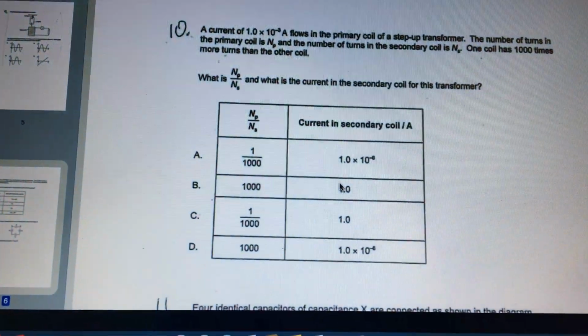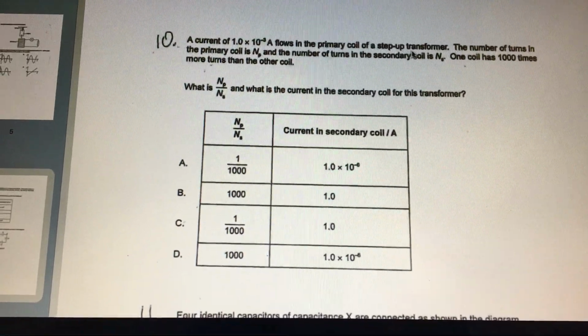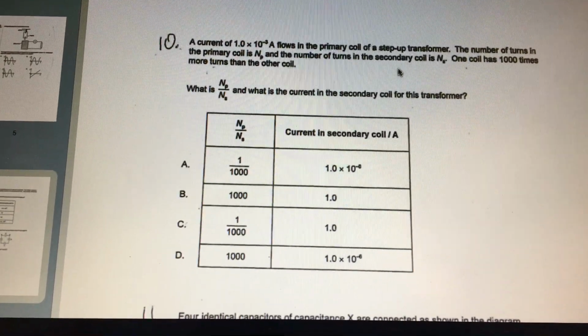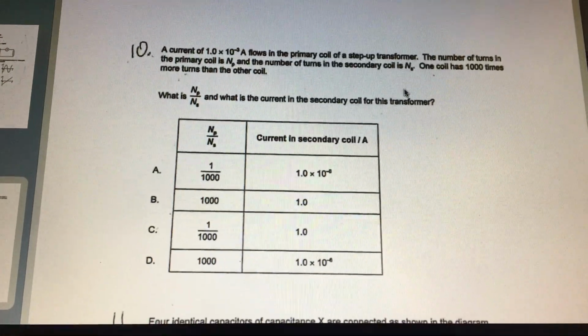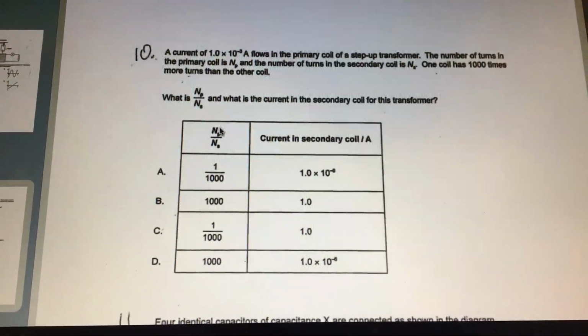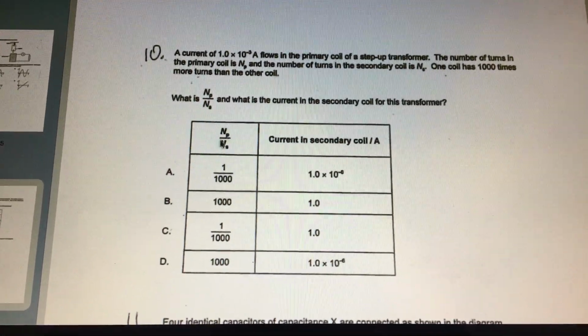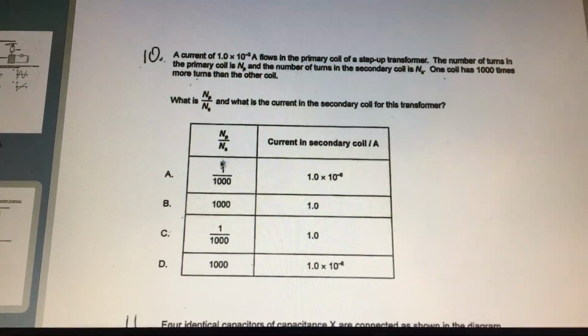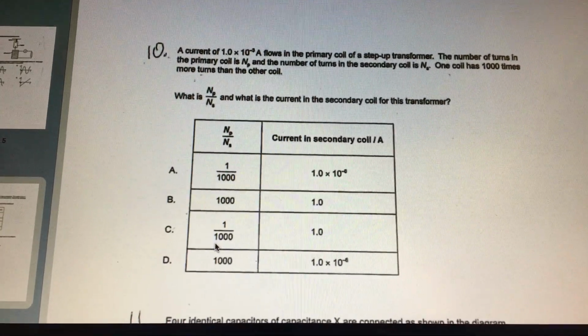And question number 10, it says it's a step-up transformer, which means that the number of coils in the secondary must be more than the number of coils in the primary, which means NP over NS has got to be a small number on top and a big number underneath. Hence, it's either A or C.